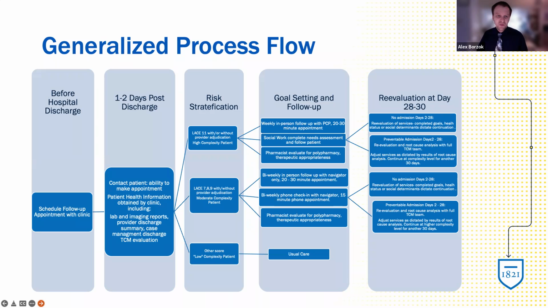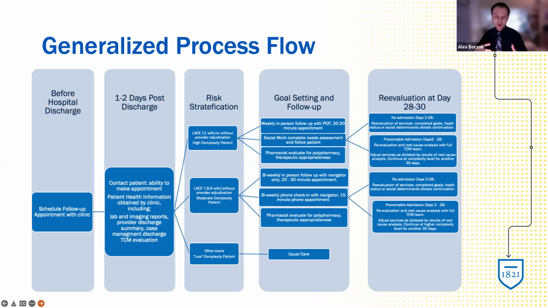This is a generalized process of how the transitions of care program would work. And you can see this actually starts even before the patient is discharged from the hospital. They're given a follow-up appointment date and time with their clinic, with their primary care office, before they even leave the hospital. After that, within 1 or 2 days after they do leave the hospital, their clinic calls them, touches base with them, and makes sure that they have all of the information that they need.